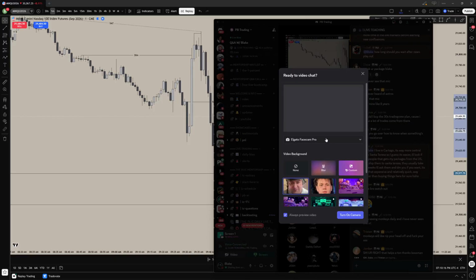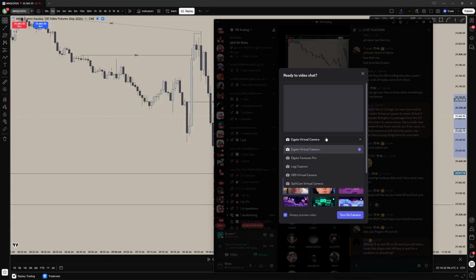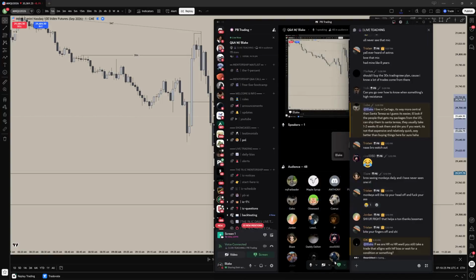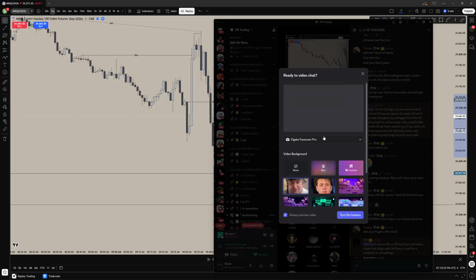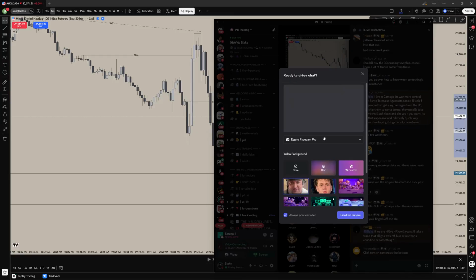Why isn't this working? Dude, this monkey's so cute, bro. What the hell is going on? Why isn't my camera working? Bruh. That blows. There's just this cute ass monkey.